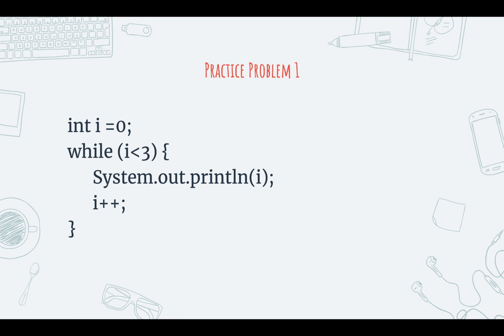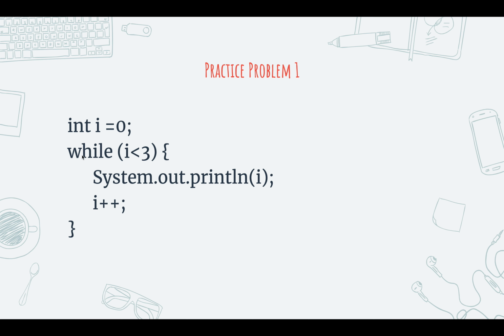So let's look at practice problem number 1. I declared integer i and I set that equal to 0. Integer i will be serving as our loop control variable. Now, we have our while loop because we use the while keyword, and then we have a Boolean expression with the relational operator. So as long as i is less than 3, please keep executing this. We're telling the program, as long as i is less than 3, I want you to print out i.